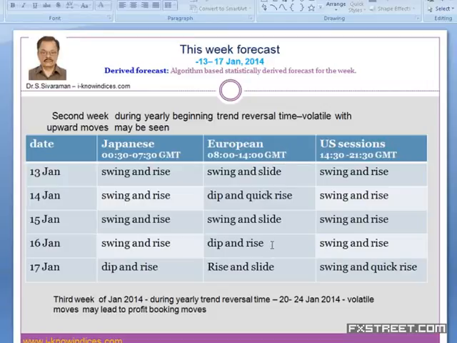Since there is a data release at 13:30 GMT, they are just hovering around, and towards the data release time, they are expected to make a false move and then the intentional move. Then swing and rise moves are expected during the US session. So this is the forecast part of it. Now coming to the market reading.